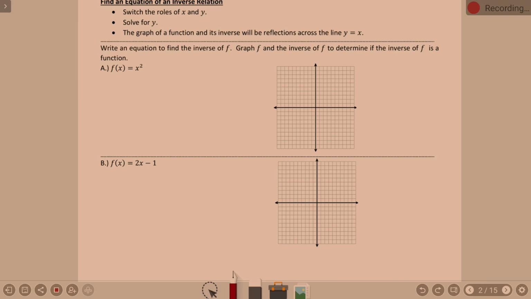And in this case, we're going to also graph and look at the graph a little bit. Key thing it does talk about is the graph of a function and its inverse are reflections across the line y equals x. Okay, so that's just a good piece of information to know. And I'll show you what that looks like. But a function and its inverse are going to be reflections.